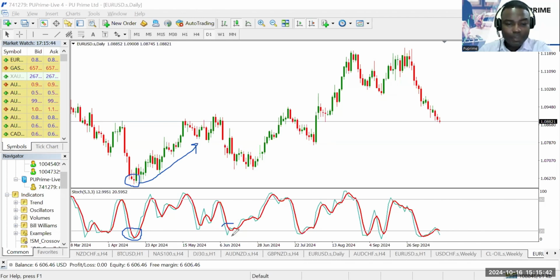Again, here, price goes to 20 and below 20, and then reversed from selling to buying. Again, in another 20 region, it reversed from selling to buying. Again, price hit stochastic 20, and it also reversed from selling to buying.